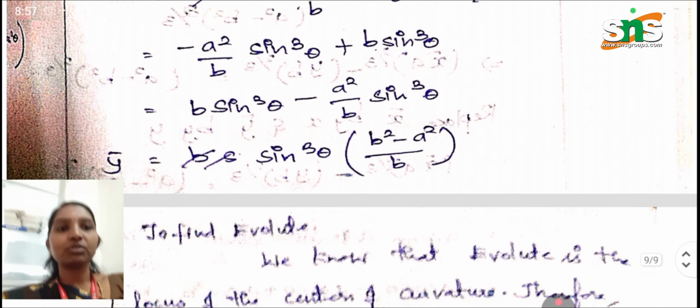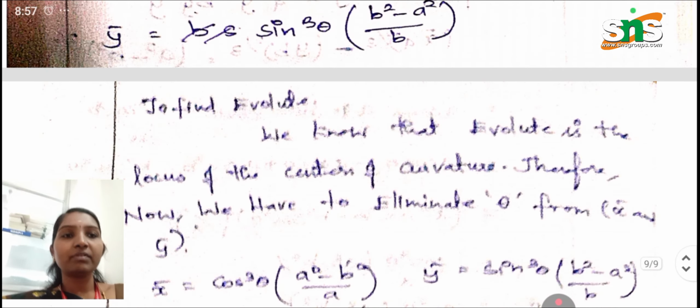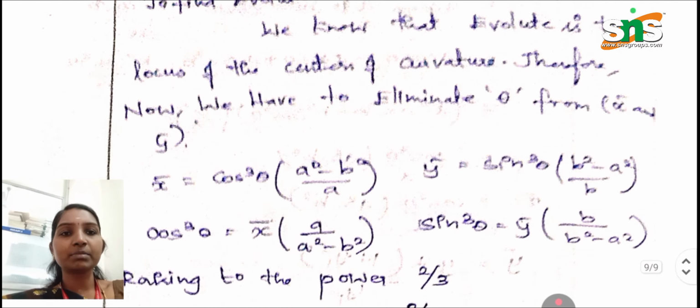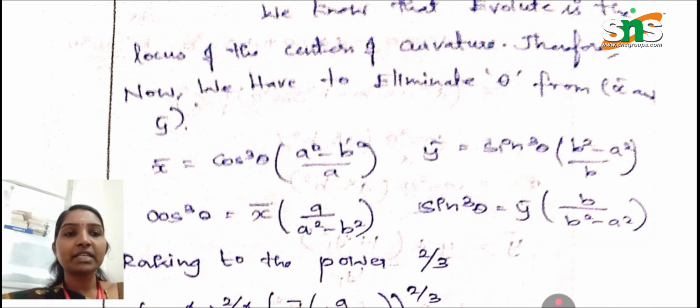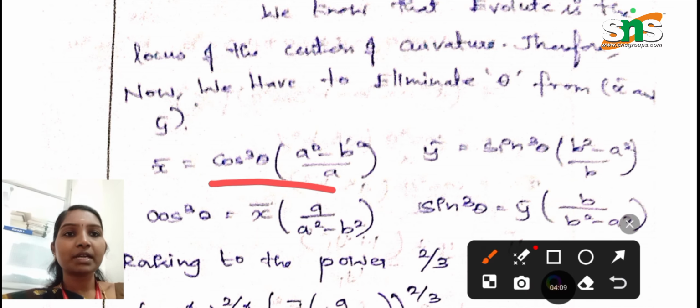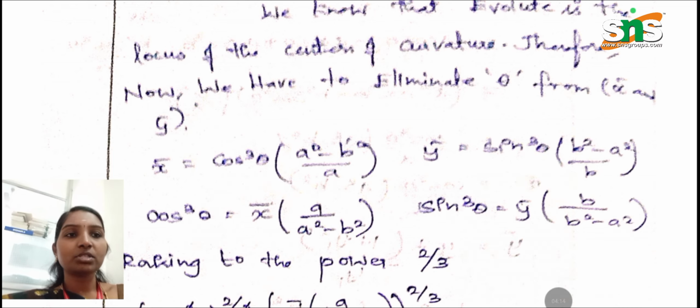Now what we have to find? We have to find the evolute. What is an evolute? Evolute is the locus of centers of curvature. Therefore, we need to eliminate theta between the x bar and y bar. We have just written x bar and y bar here, and we have taken all the theta terms to the LHS and all the other terms to the RHS.